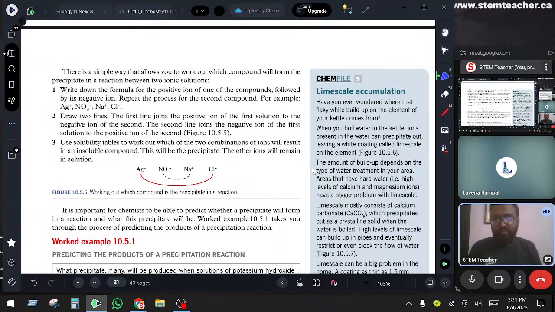There is a simple way to work with this. First, write down the formula for the positive ion of one of the compounds, followed by its negative ion. Repeat the process for the second compound. First of all, you have to write Ag plus NO3 minus, Na plus Cl minus. So these join together and these join together. It is a precipitation. AgCl is your precipitation.